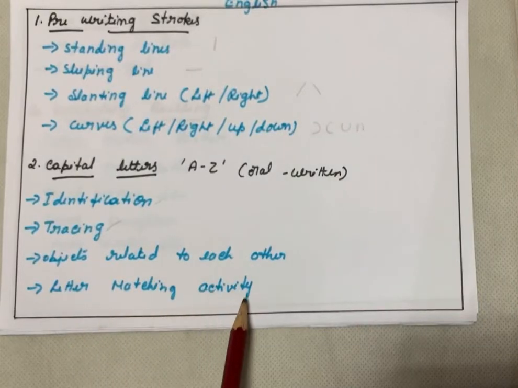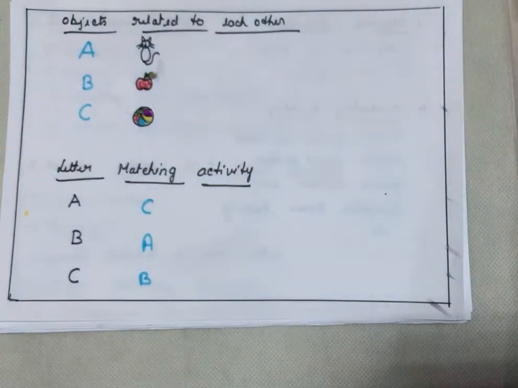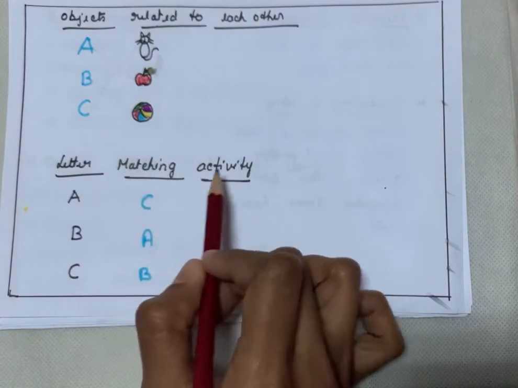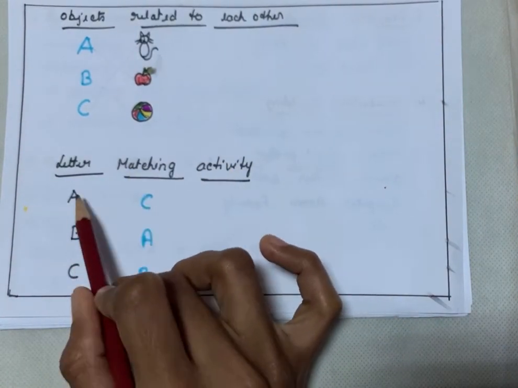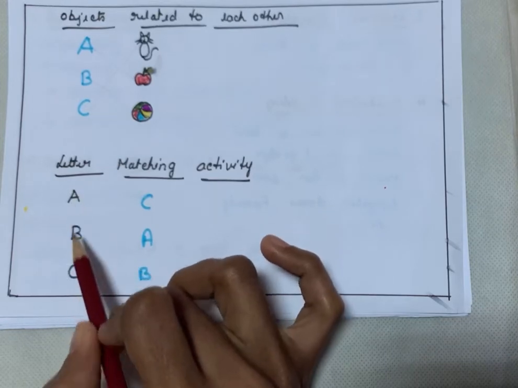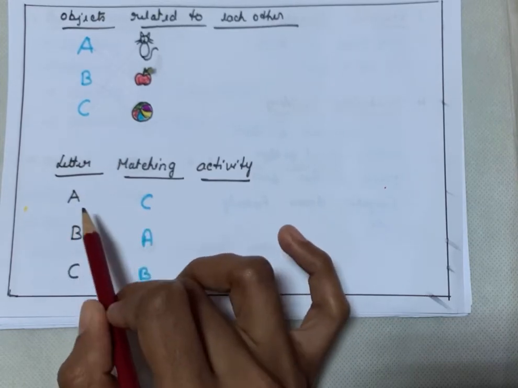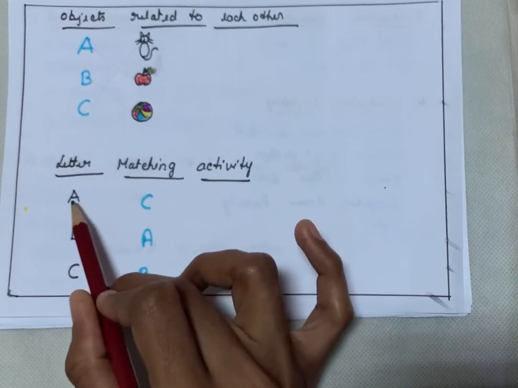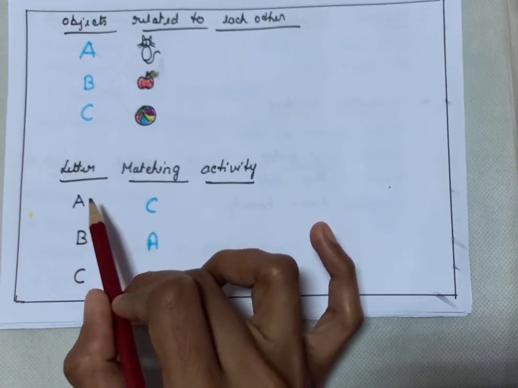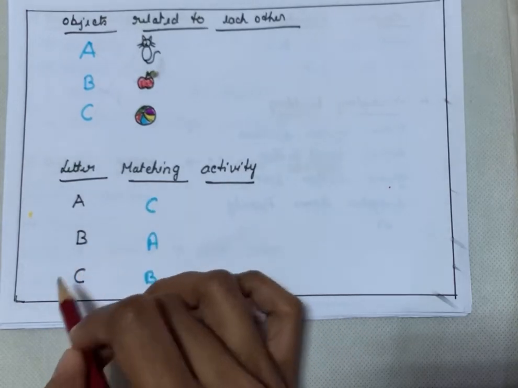Next comes the letter matching activity. For letter matching activity also, you can use these types of worksheets. Write A to Z letters on one side and shuffle the letters on the opposite side and ask your kids to match them. So here is A, they have to match A with the A and so on.